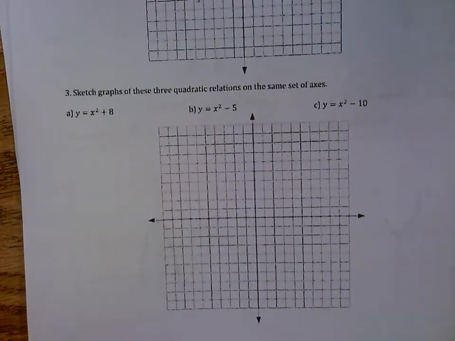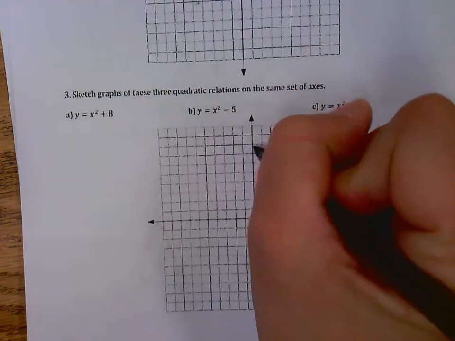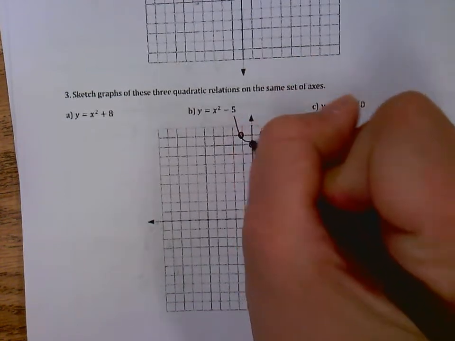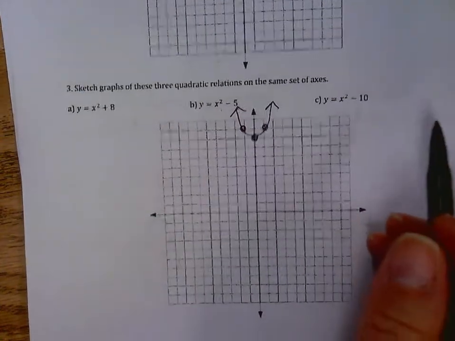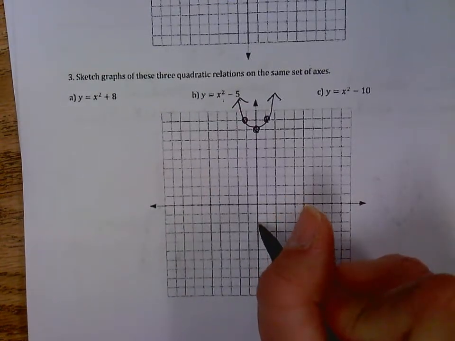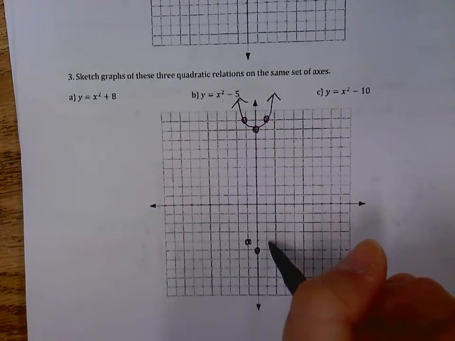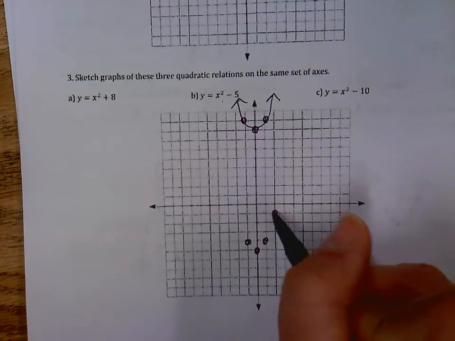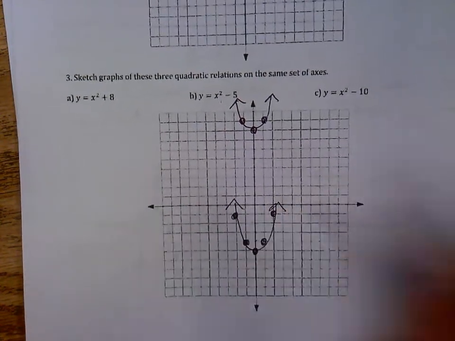So this one was up 8. 2, 3, 4, 5, 6, 7, 8. Not much of this parabola is going to fit. So I'll just go over 1, up 1, and kind of draw my curve. And then minus 5, you should have started down 5. 1, 2, 3, 4, 5. And then you're practicing over 1, up 1, over 2, up 1, 2, 3, 4. So you're getting lots of practice with drawing that smooth curve.